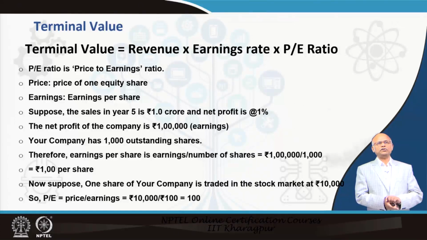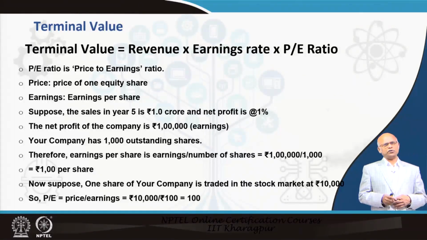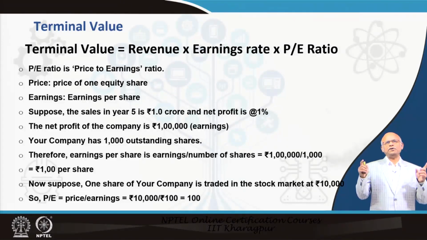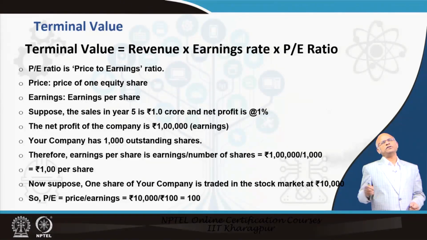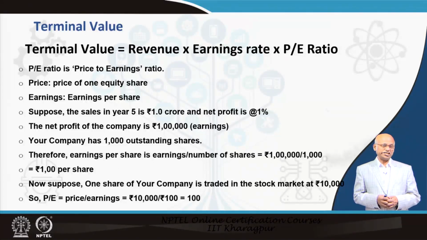or say angel is talking to you, that in the 5th year I guess that your turnover will be 1 crore rupees and your net profit will be something like 1% only. So, the net profit of your company is going to be 1% of 1 crore, which is 1 lakh rupees. Your company has 1000 outstanding shares.